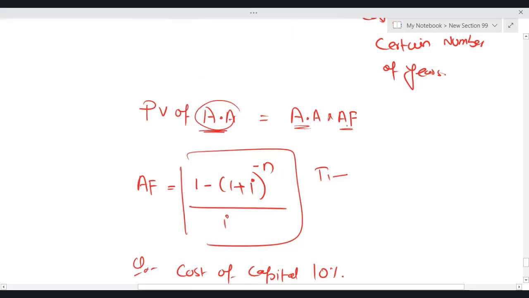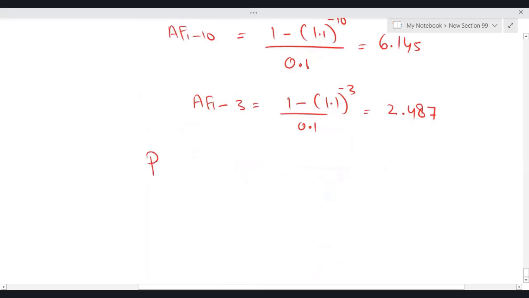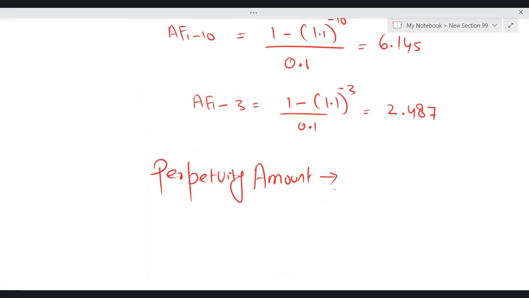Okay, now we have one more amount, which is the perpetuity factor. Students, what is the difference between annuity amount and perpetuity amount? What do you mean by perpetuity amount? Can I say perpetuity amount means a fixed stream of cash flow, which could be inflow or outflow annually, but forever.